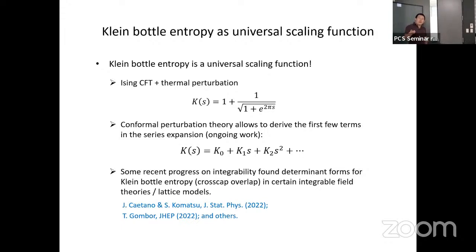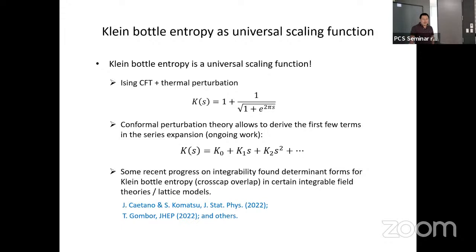This is nice, but of course you would like to know for other theories whether it's possible to derive this function. It turns out it's not that easy. But if you want to do some perturbation calculations in field theory, one could think of expanding this Klein-Bottle entropy as a series. Then you expect that if S equals zero, which is critical, the leading term is just the CFT value, and then the second and third terms. In principle, one could develop a conformal perturbation theory to calculate the coefficients here. So basically, the leading terms can also be calculated.